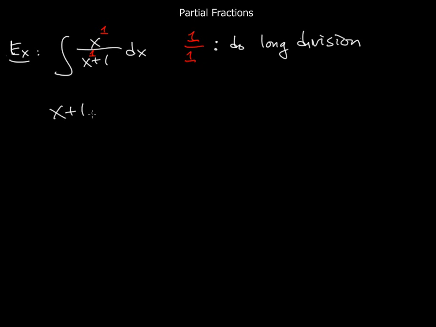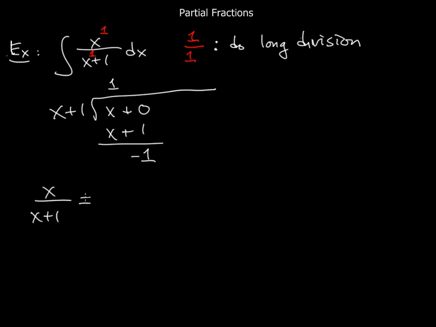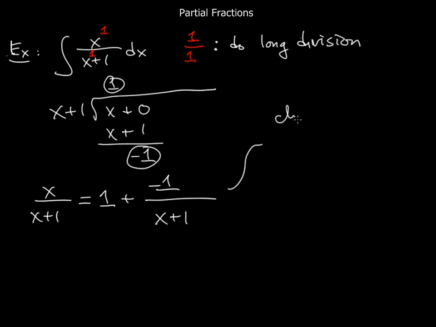You divide x plus 1 into x. Well, you think of x as x plus 0, and you put a 1 here, and here you put x plus 1, and you subtract it, and you're done. It says that x over x plus 1 is equal to 1, this thing up on the top here, and then plus a remainder, which is minus 1, over x plus 1. So that's just an algebraic identity.